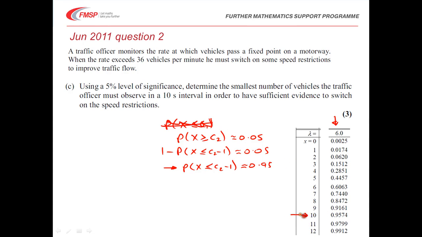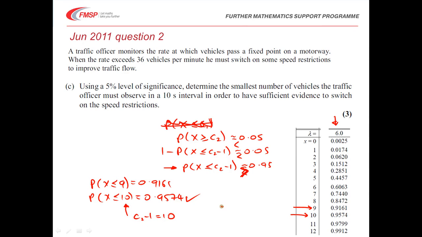So the 2 values that straddle it are these 2 here. The probability of x being less than or equal to 9 is 0.9161. The probability of x being less than or equal to 10 is 0.9574. And as I say, we're really looking for it to be greater than 0.95, so it's this one I'm dealing with here. So this tells me that c minus 1 is equal to 10. Therefore the critical value that I was looking for is 11. So we're going to need 11 vehicles before we have sufficient evidence to switch on the speed restrictions.